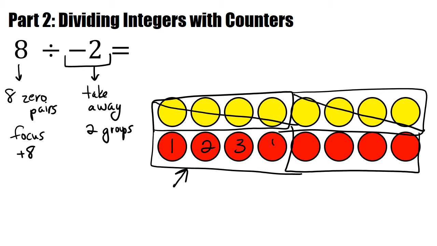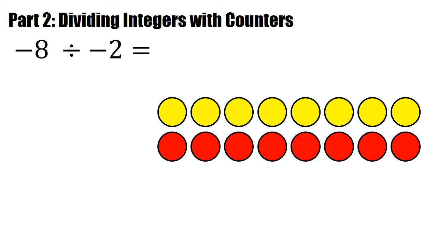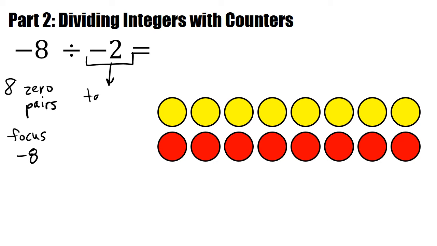1, 2, 3, 4. So we have 4, but we notice that we have red counters, so it's going to be negative 4. So what about -8 divided by -2? We're going to make our 8 zero pairs, and our focus is now going to be on -8. And -2 is telling us that we are going to take away 2 groups of our focus of -8.